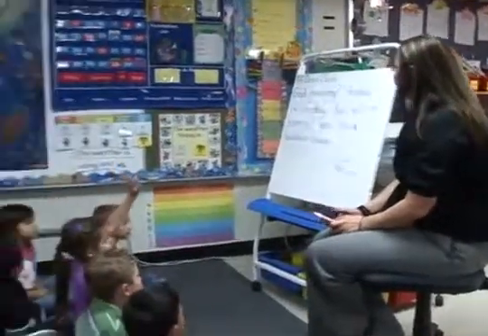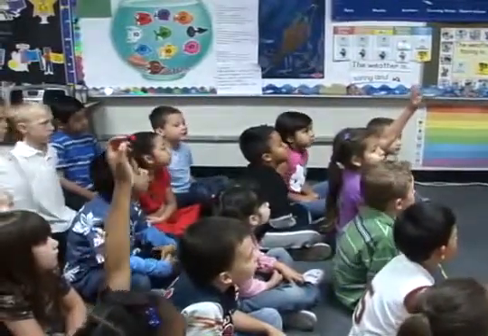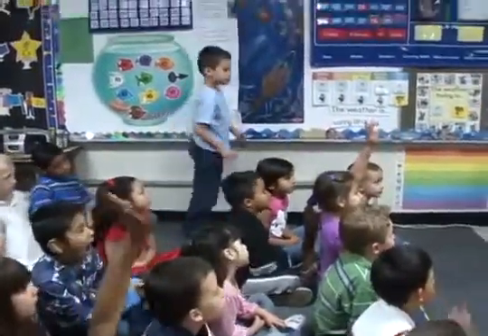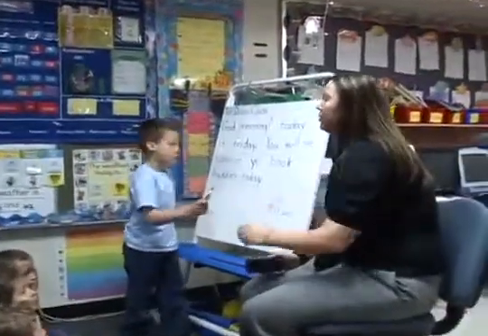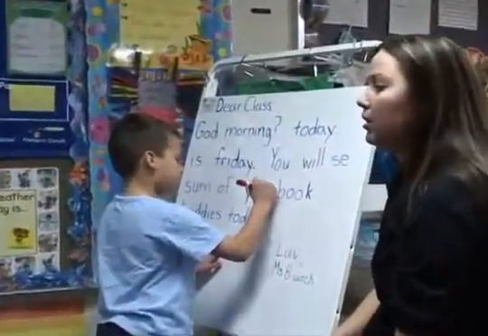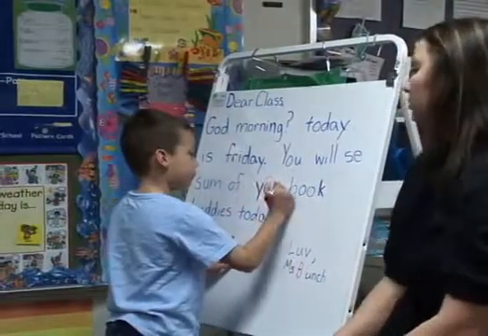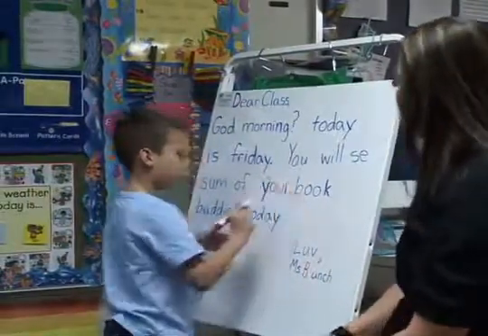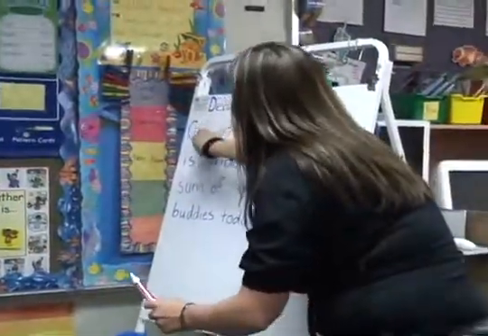"Your" is supposed to be Y-O-U-R. Very good. How do you know that? Because it's a word wall word. Let's spell it. Your. Y-O-U-R. Okay. Maya? And "good" is supposed to have 2 O's. Very good. What do 2 O's put together say?